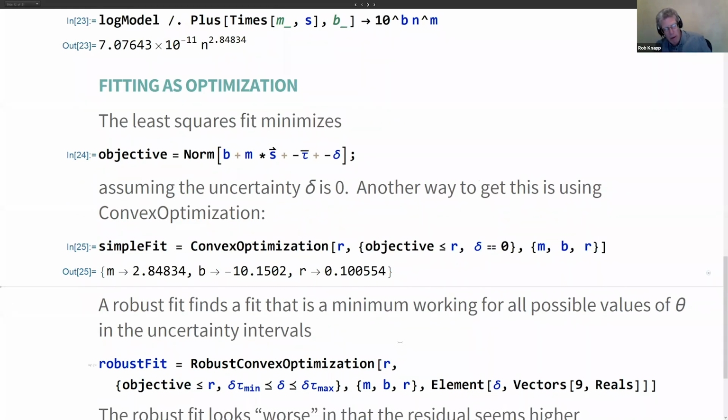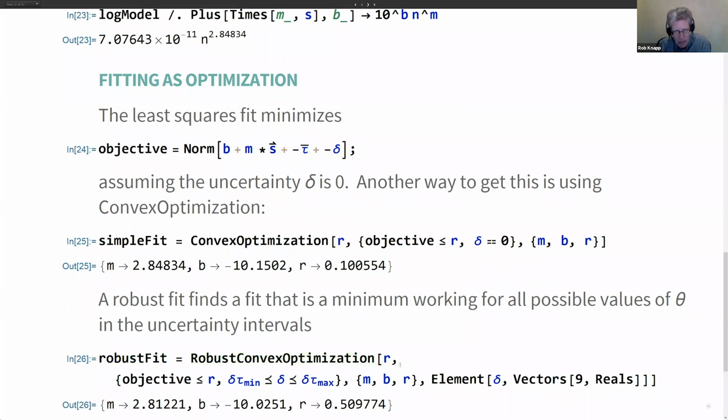So now let's consider a robust fit, okay? So let's do this robust fit. Oh, and one other thing I forgot to mention: instead of doing convex optimization of the objective, I did convex optimization of R, where objective is less than root R. This is something you can always do with convex problems: you can replace some convex function with a new variable, which in this case is R, and the additional constraint that objective is less than or equal to R. That's always going to give you the equivalent minimum. So convex optimization can always be reduced to the case where you have a linear objective.